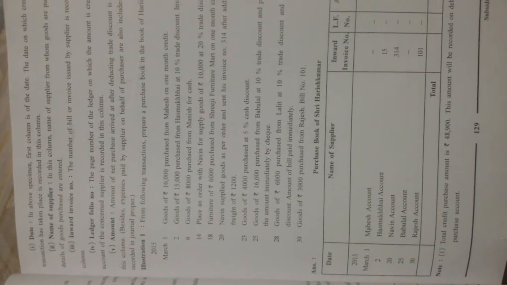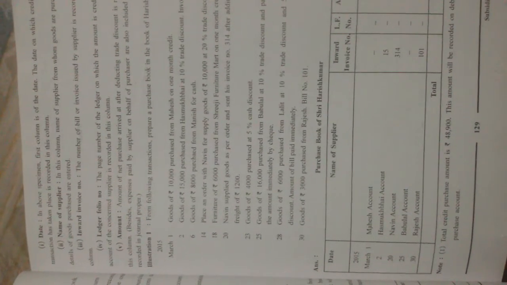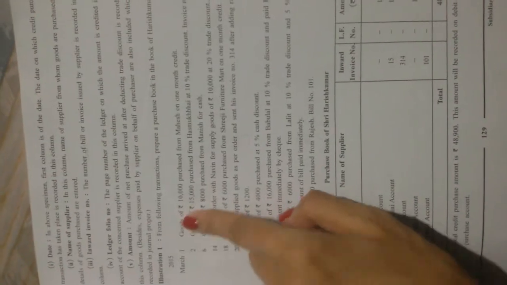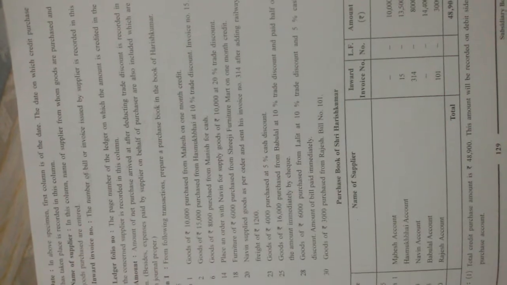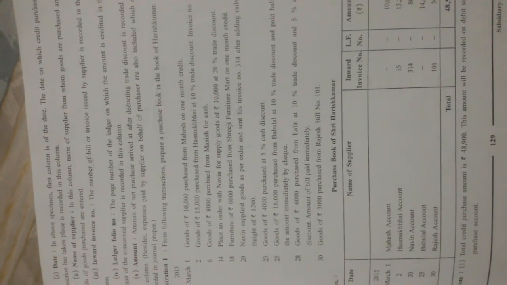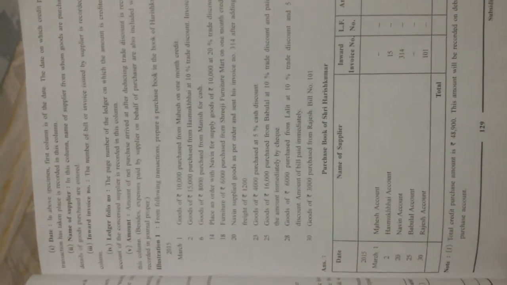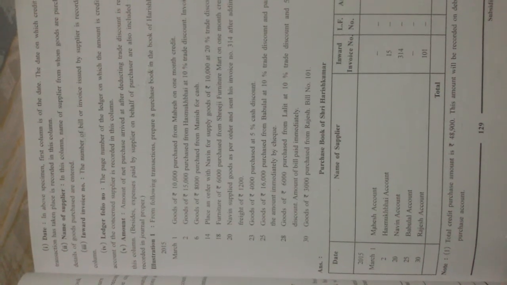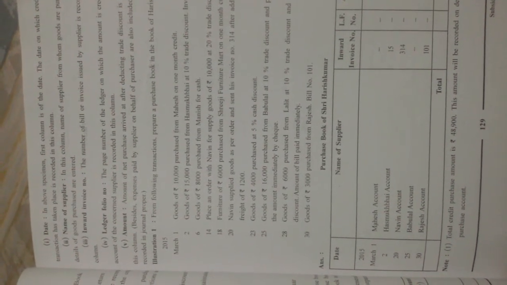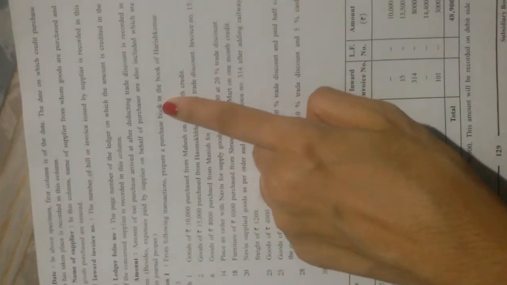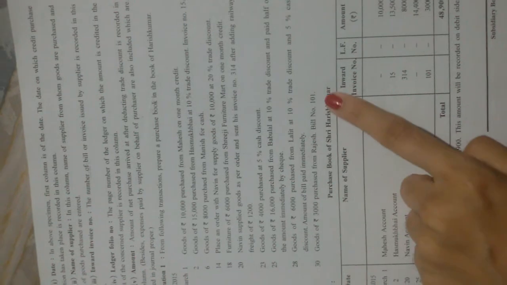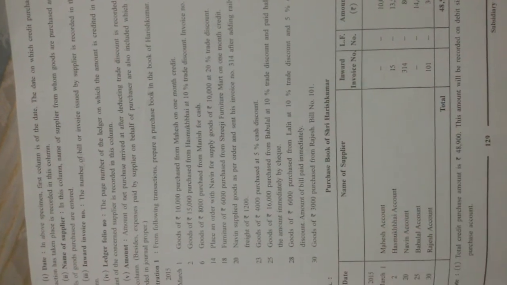Now let's understand this with the help of an example. Here one illustration is given. From the following transactions, prepare a purchase book in the books of Harish Kumar. So first of all, for this question you have to draw the format of the purchase book. Then you have to write on top of the table: Purchase book of Shri Harish Kumar.